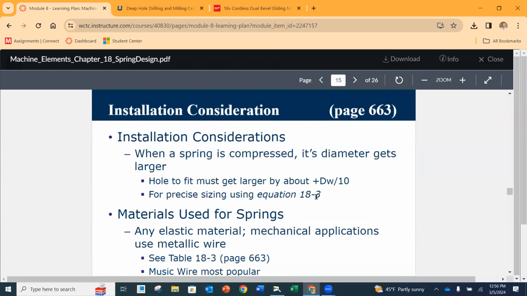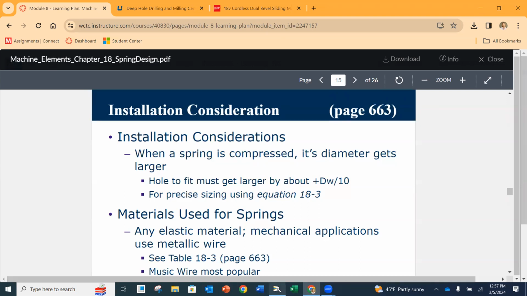Now, additional installation considerations. What happens when we compress these springs? The diameters get larger because of the compression that's happening. So if we're going to be putting them inside of a bore or over the top of a rod or a shaft, we have to be sure that we're accounting for that in our design. Now, very typically, just a run-of-the-mill number is to make your hole 1/10 larger than what the wire diameter is on your spring.